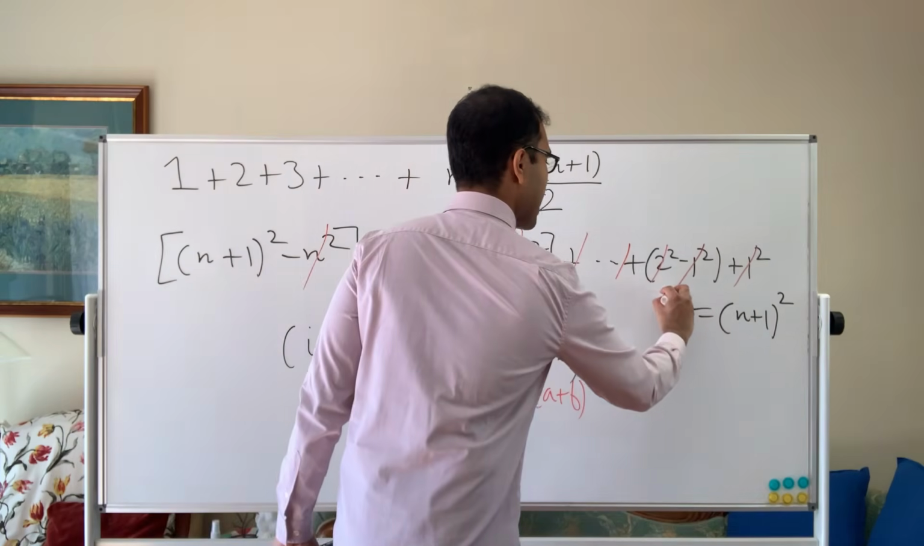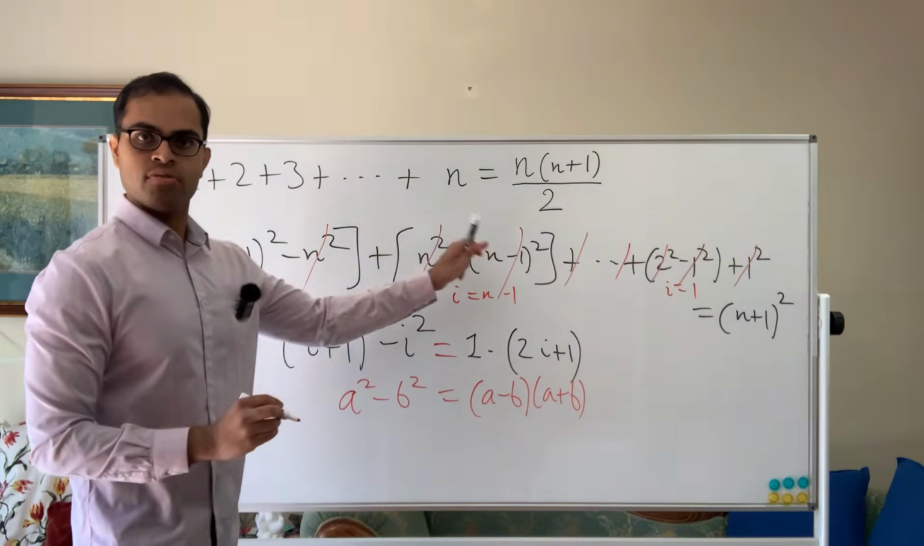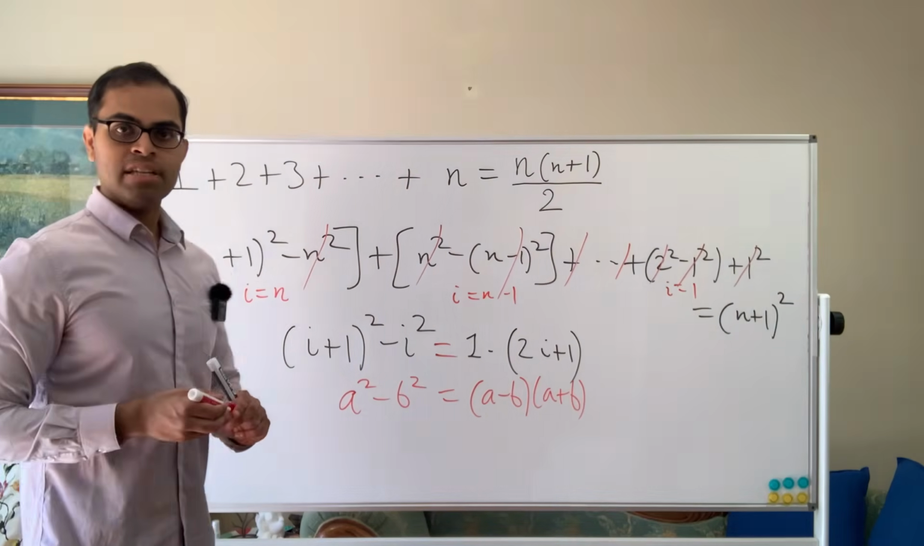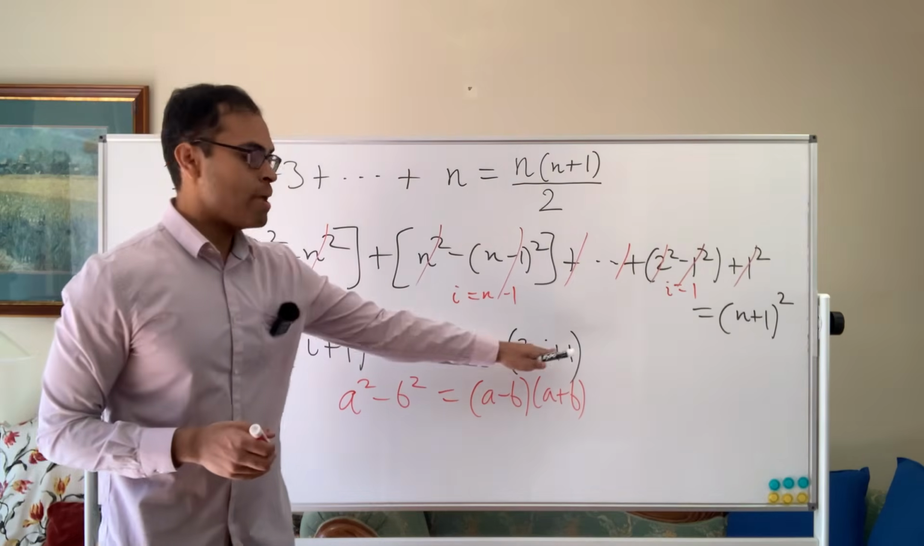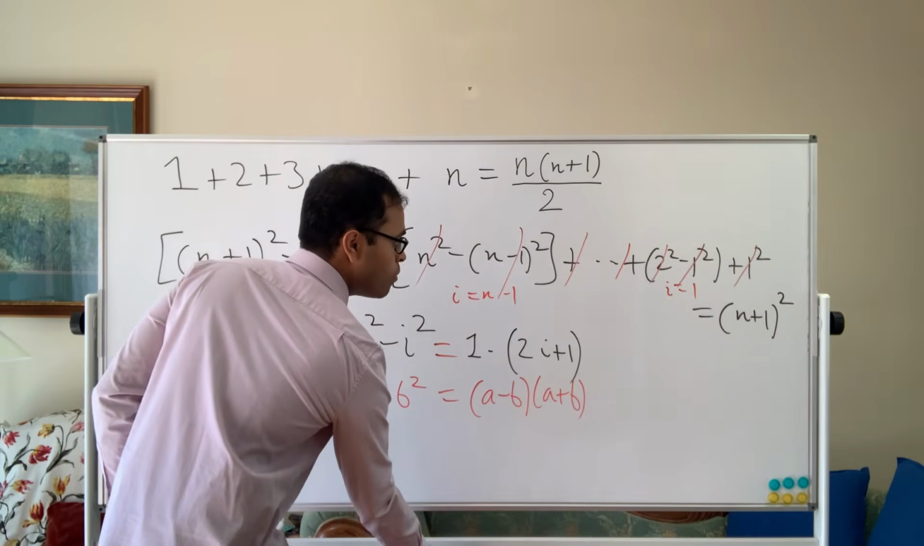So here this is like i is 1. Here this is like i is n minus 1. You have i plus 1 squared minus i squared. And here it's like i is n. Okay, so we're adding up these expressions, which are just going to be 2i plus 1, because 2i plus 1 times 1 is just 2i plus 1. We're adding it up from 1 to n.